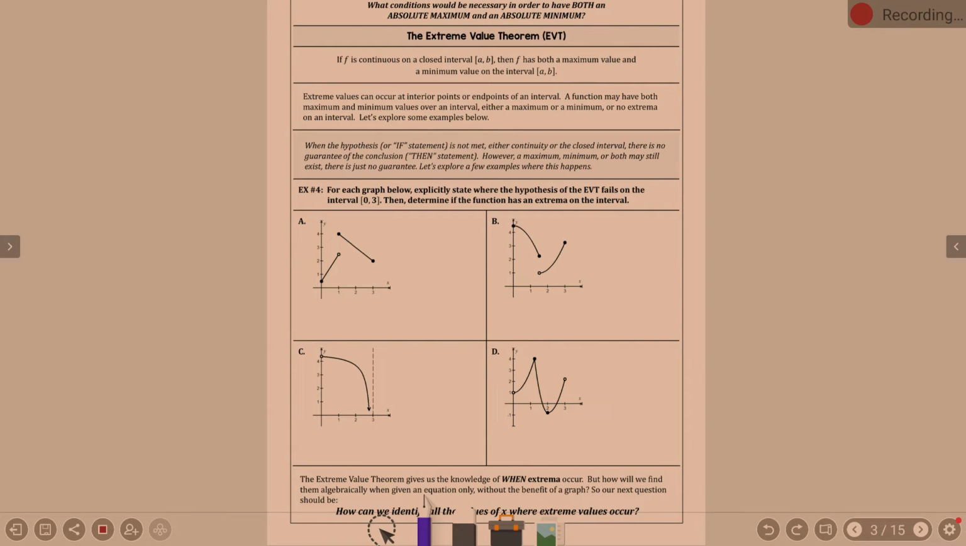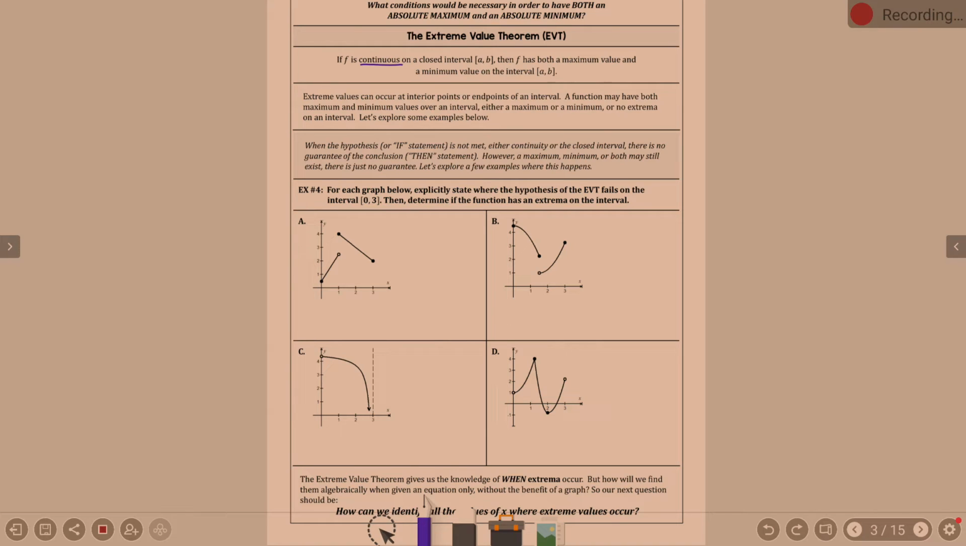Okay. Next page, we're going to mention the extreme value theorem. So what conditions would be necessary in order to have both an absolute maximum and an absolute minimum? The extreme value theorem says if f is continuous, we keep talking about that, don't we? So in order for this theorem to apply, it has to be continuous on the closed interval a to b. Then f has both a maximum value and a minimum value on that interval. Okay, there is some max and some min on that interval.